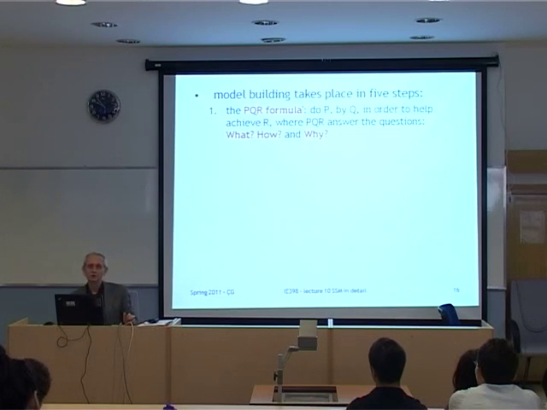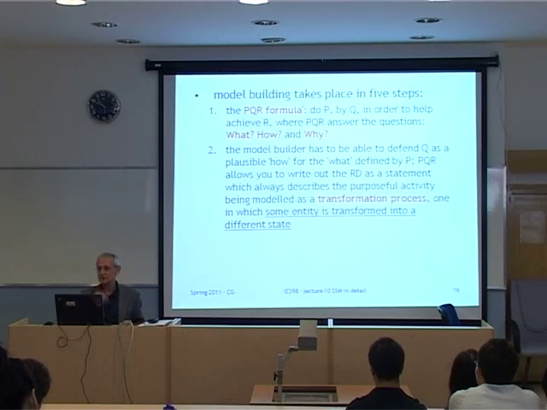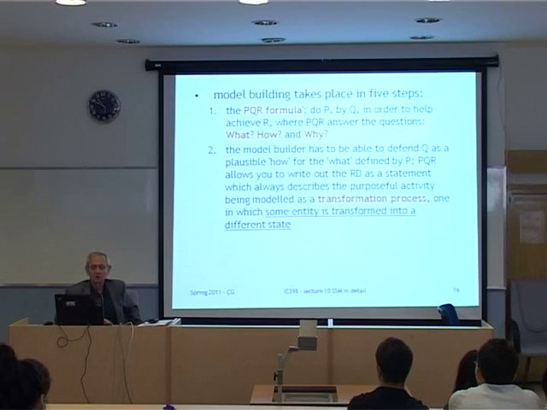So the PQR formula, you start with the PQR and identify what P is, what Q is, and what R is. Do P by Q to achieve R. The model builder has to be able to defend Q as a plausible how for the what defined by P. Now, you should be able to defend why you select Q as a method of doing P. Okay, you should be able to defend this. And the PQR allows you to write out the root definition as a statement which always describes the purposeful activity being modeled as a transformation process.